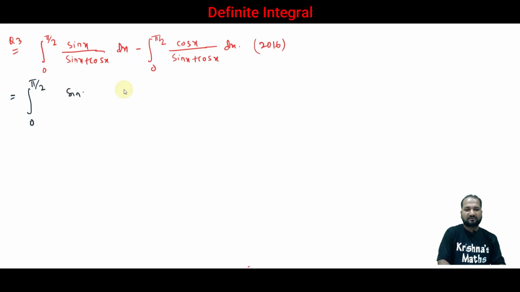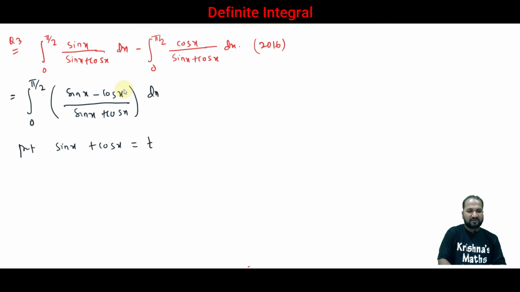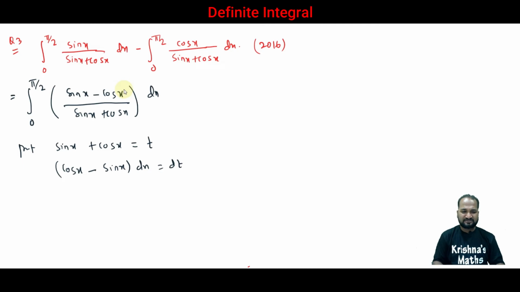The denominator is the same, and in between there is a negative sign, so the numerator will be sin x minus cos x, divided by sin x plus cos x into dx. So this is the function. Put the denominator sin x plus cos x equal to t. The derivative of sin x is cos x, and the derivative of cos x is minus sin x, so (cos x minus sin x) dx equals dt. Multiplying by minus, sin x minus cos x is minus dt.